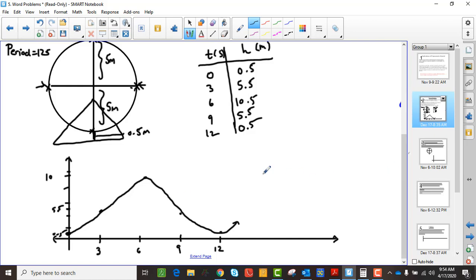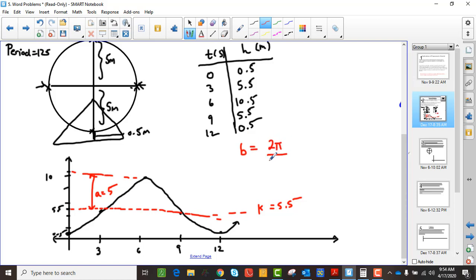Now, once you have a graph, you want an equation, so all you have to do is identify: here's my middle, 5.5. So that's my k value, so k is 5.5. I can see my amplitude. My amplitude is the difference right here. This is my amplitude, which is my a value, and it's going to be 5. I can figure out what my period is. Sorry, my b value is from my period. So my b value, for sine and cosine, which is what this graph is, is going to be 2 pi divided by 12. That's my period. So that's pi over 6.